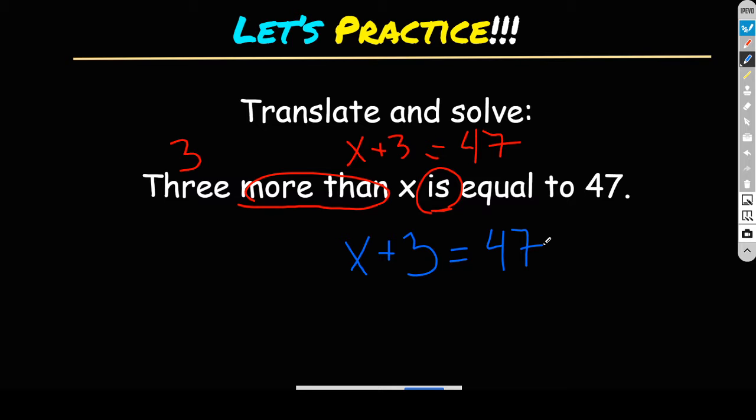So now we got the setup, let's go ahead and solve it using what we've learned. We know, according to the addition and subtraction properties of equality, that if you add the same thing on one side as you do the other, it's still going to be equal. To get this x by itself, we want to take away 3 on this side of the equal sign and 3 on the other side because it keeps it equal. When we do that, we're left with x equals 47 minus 3, which is 44. So we just solved this. We know that x is 44 according to this phrase.